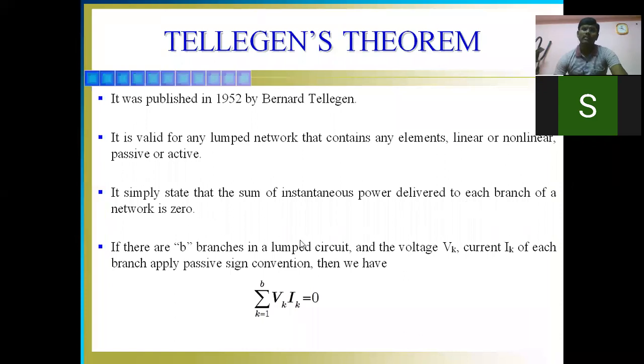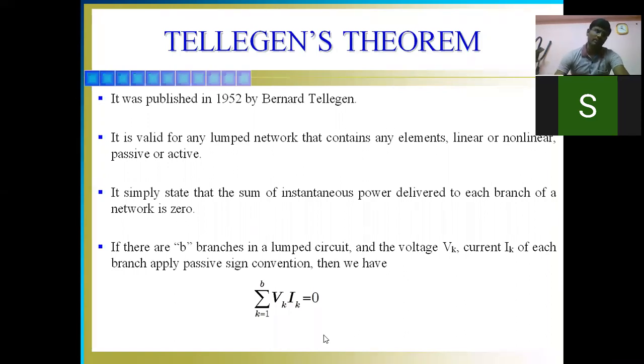That means at any point of time, the algebraic sum of all branch powers is equal to zero, irrespective of source or passive elements, active or passive elements. At any point of time, the algebraic sum of power delivered to all branches is equal to zero.